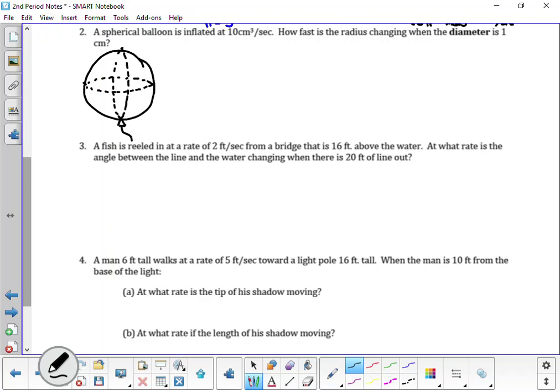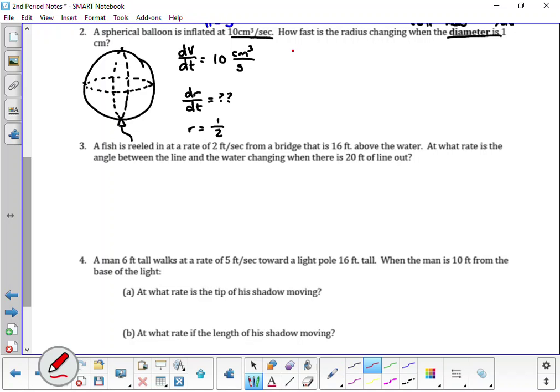Okay. Volume of a sphere. dV/dt, because it's centimeters cubed. And then how fast is the radius changing? So we want to know dr/dt. And then when the diameter is 1, so that is r equals 1/2. Okay. All right. Let's make our equation.